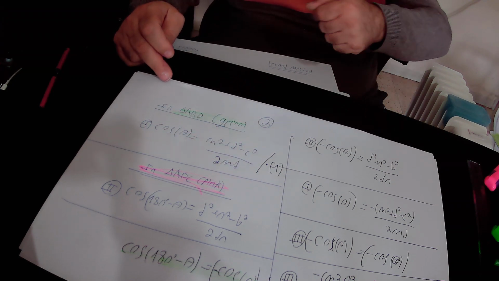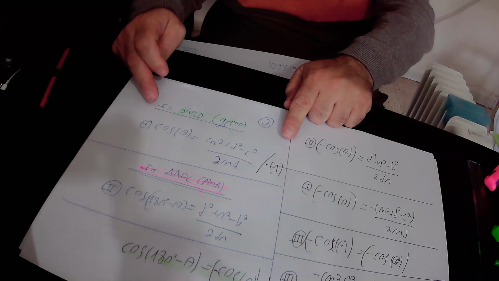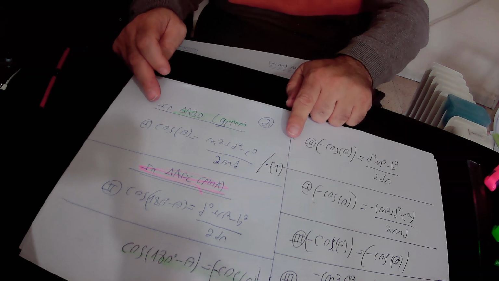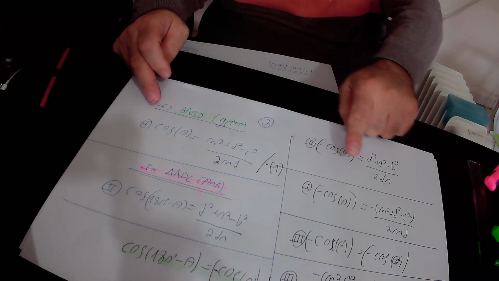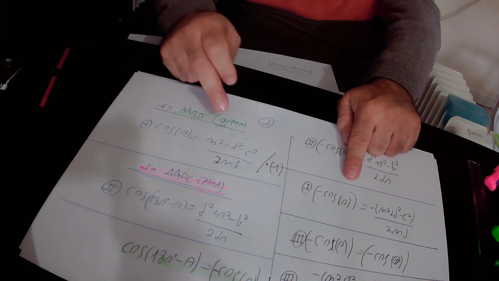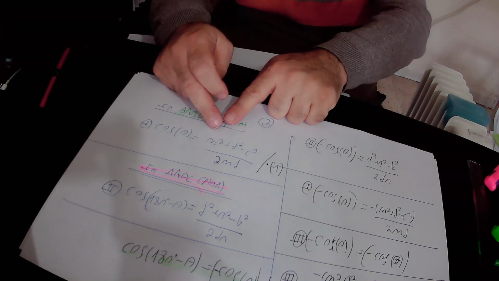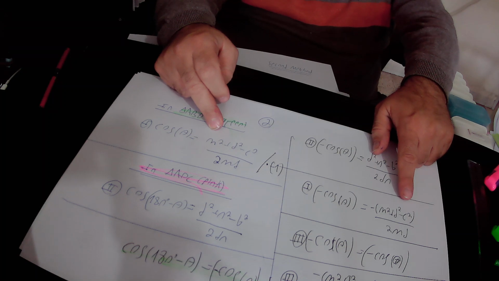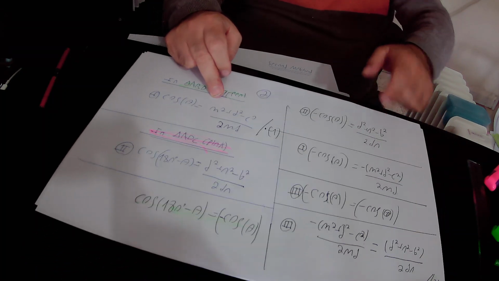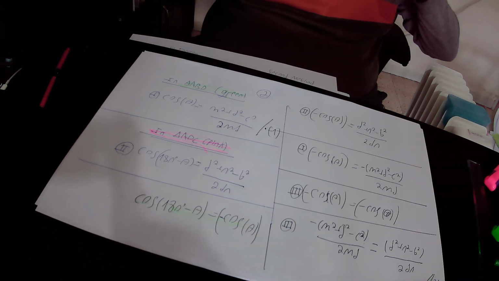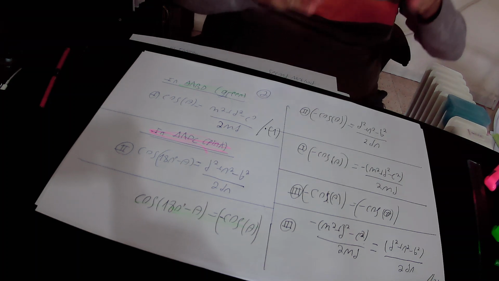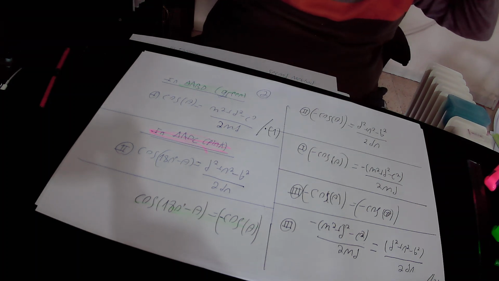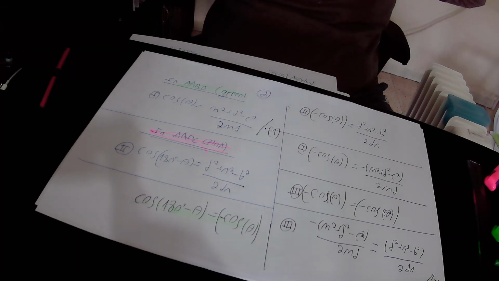In the next step, we multiply this equation number 1 by minus 1. Cosine theta times minus 1 equals minus cosine theta. And there we have minus, and inside the brackets we have m squared plus d squared minus c squared over 2 times md. In the next step, we get the equation number 3 that states that minus cosine theta according to equation number 1 must be equal to minus cosine theta according to equation number 2.